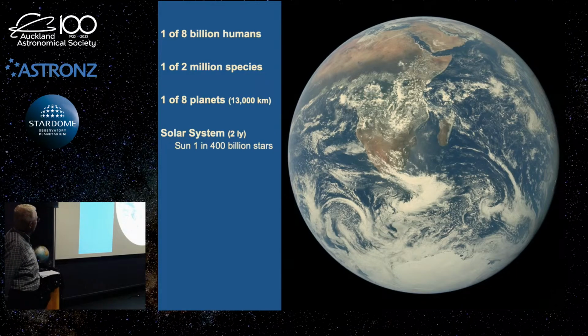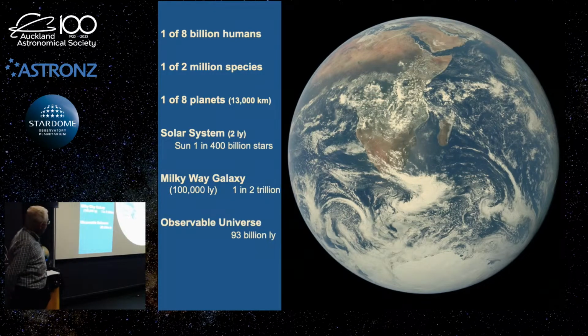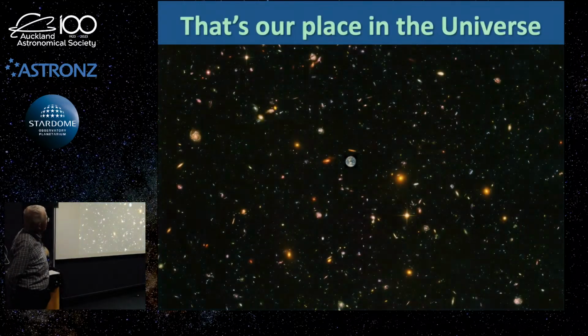And our sun is 1 in 400 billion stars that go to make up the Milky Way galaxy, which is 100,000 light years across, and is 1 in 2 trillion galaxies in the universe. The observable universe, we know, is 93 billion light years across, and the entire universe is at least 250 times the observable universe. And that's our place in the universe.